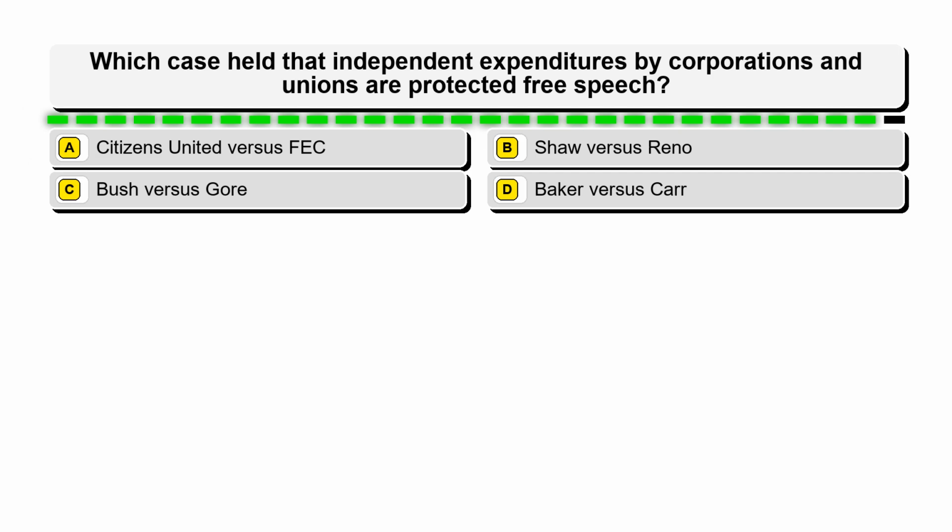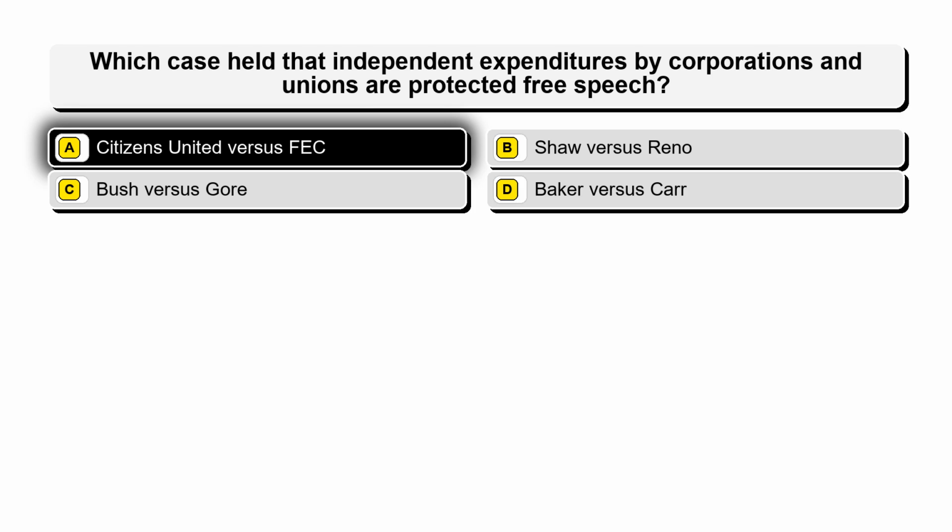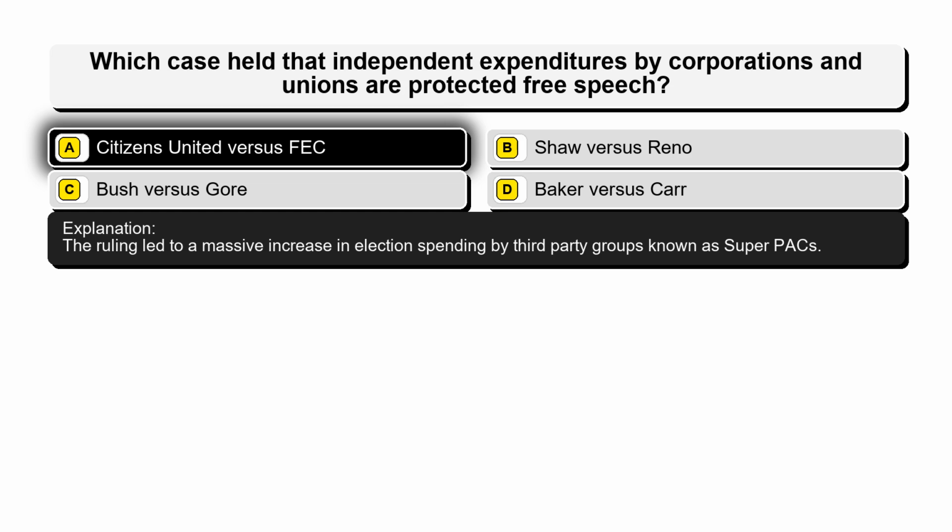Question 101. Which case held that independent expenditures by corporations and unions are protected free speech? Option A, Citizens United vs. FEC. Option B, Shaw vs. Reno. Option C, Bush vs. Gore. Option D, Baker vs. Carr. The correct answer is option A, Citizens United vs. FEC. The ruling led to a massive increase in election spending by third-party groups known as super PACs.